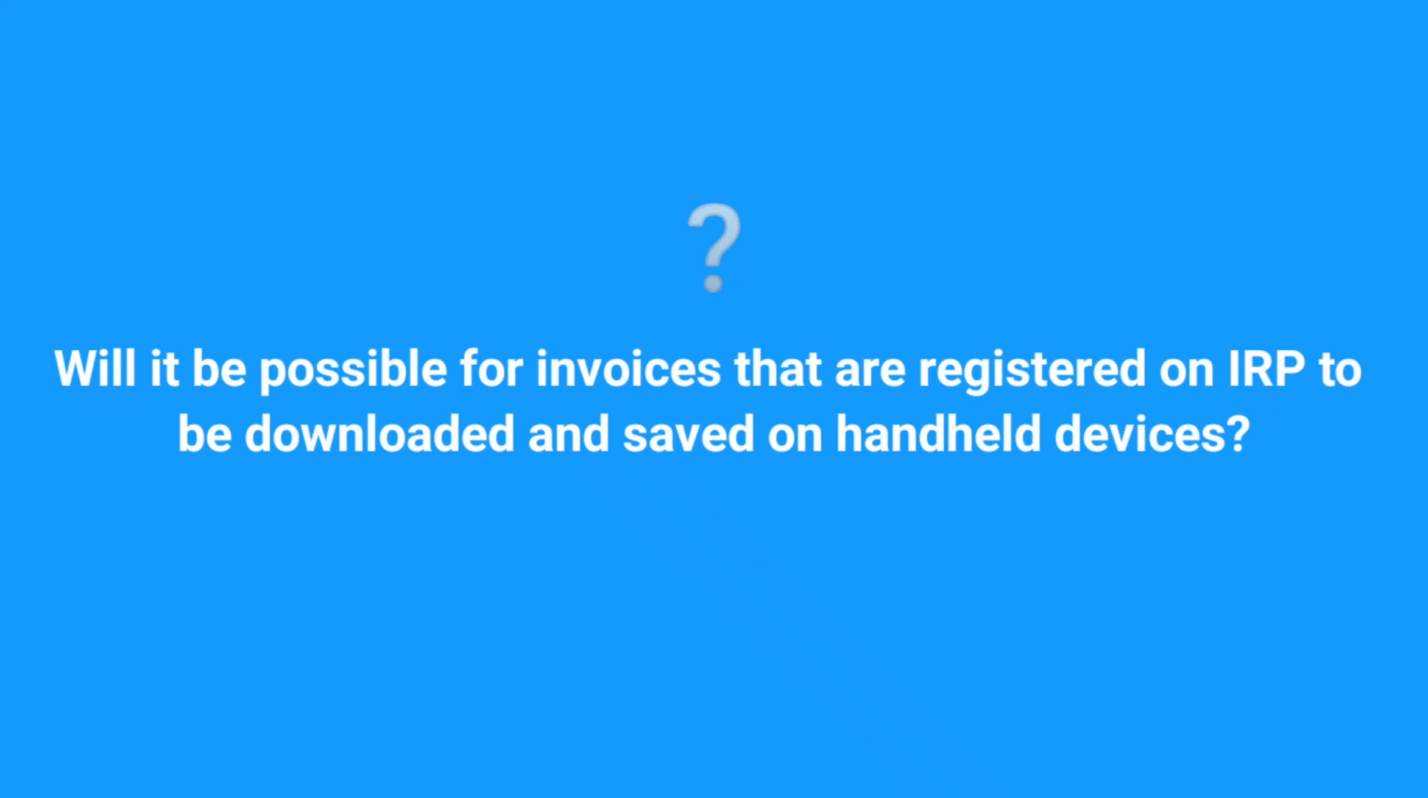Will it be possible for invoices that are registered on IRP to be downloaded and saved on handheld devices? It depends on the ERP or billing software providing the service. The signed JSON can be stored on handheld devices also. It is advisable for the supplier to properly store the signed e-invoice JSON as received from IRP.